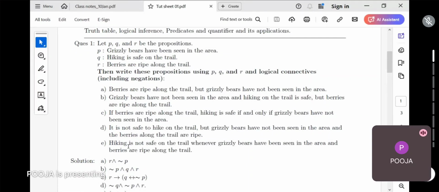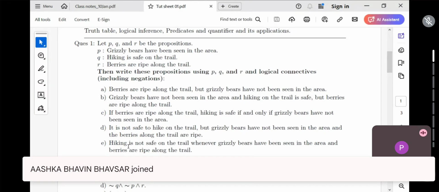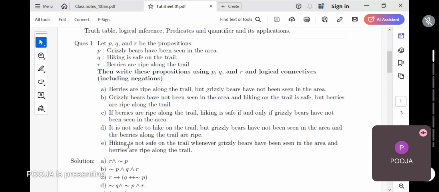The fifth part is hiking is not safe on the trail whenever grizzly bears have been seen in the area and berries are ripe along the trail. Attempt part E. What will be the compound proposition in this case? Q whenever P. Q whenever hiking is not safe, so negation Q. P implies negation Q and R.